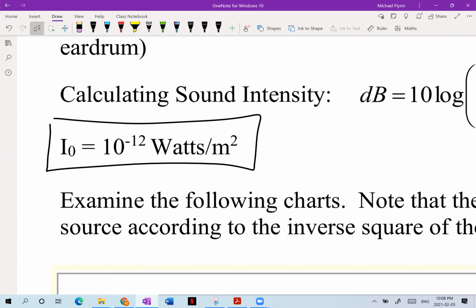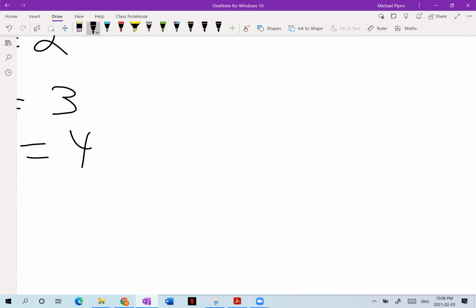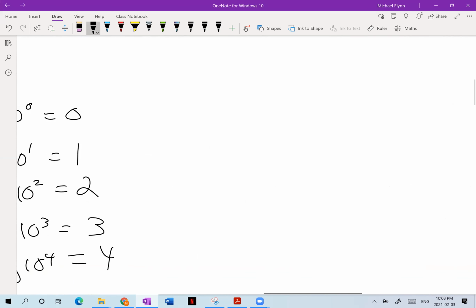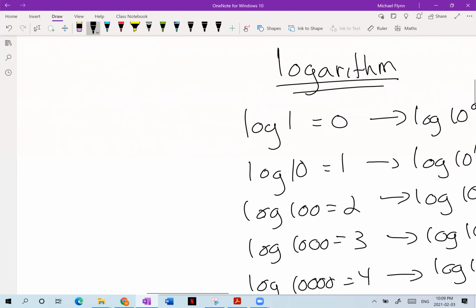Now, what is this number here? 10 to the negative 12. Well, 10 to the negative 12 is a really small number. If you don't understand negative exponents, I'm sure we went over this in science class before, but 10 to the negative 12 is actually equal to 1 over 10 to the positive 12, and that is equal to 0.000000000001. A really tiny number. It's basically 1,000th of a billionth of a watt per square meter. Really, really small amount.